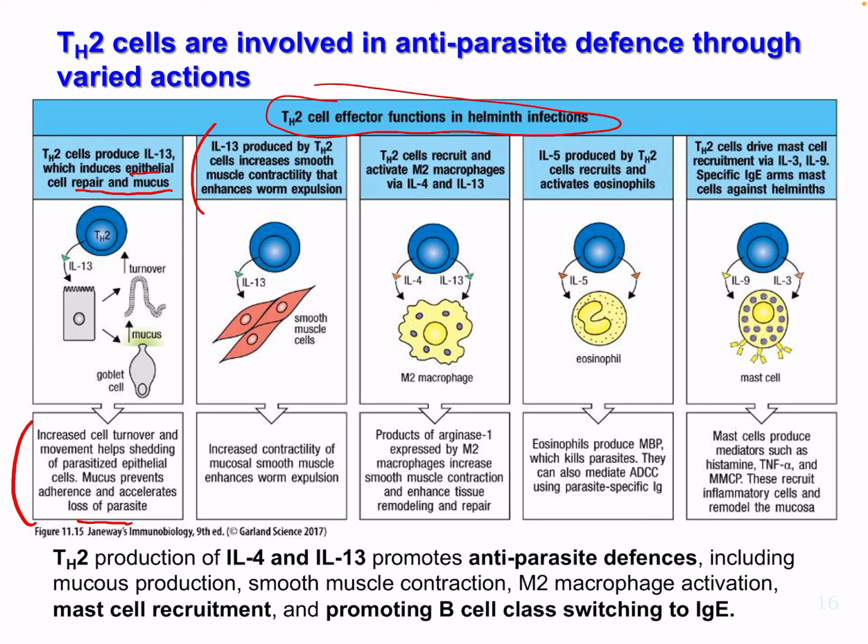We can have IL-13 produced by Th2 cells, which can increase smooth muscle contractility to enhance worm expulsion. So again, this is just to propel it out of the system through increased contractility. We have our Th2 cells, which can activate M2 macrophages via IL-4 and IL-13, which again can induce products of arginase 1 expressed by M2 macrophages, which increase smooth muscle contraction and enhance tissue remodeling and repair.